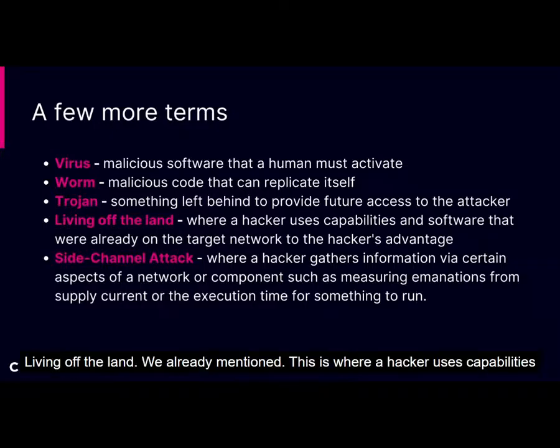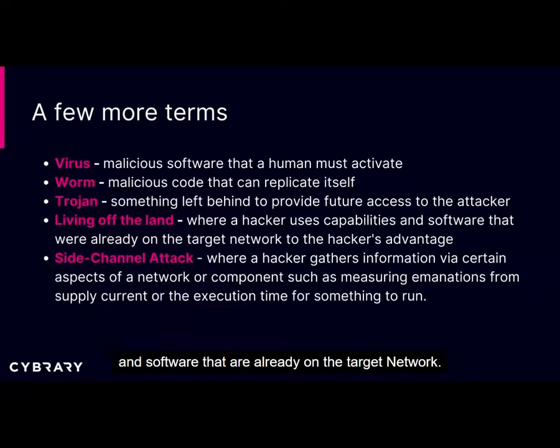Living off the land, we already mentioned, this is where a hacker uses capabilities and software that are already on the target network. And then a side channel attack is where a hacker gathers information from other aspects of a system, such as measuring emanations from a supply current or measuring the execution time for something to run. This can give the attacker valuable information that they can maybe use in other ways.